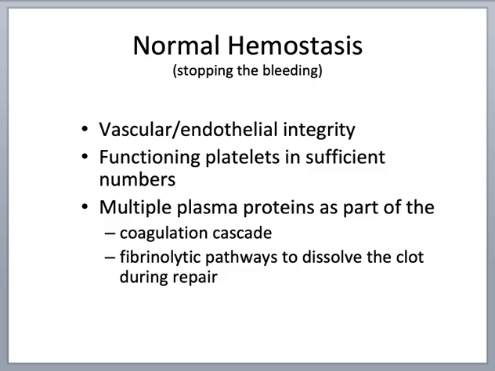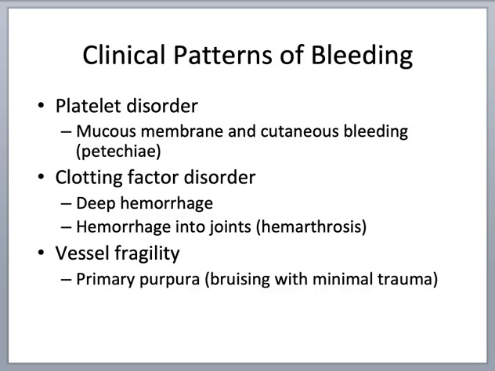You also need to be able to dissolve the clot during the reparative phase, and this is where fibrinolytic pathways are important. The different clinical patterns of bleeding give some insight into what might be the underlying hemostatic problem with the patient. In platelet disorders, you primarily see mucous membrane and cutaneous bleeding, which manifests as petechiae or purpura. This is sometimes collectively called mucocutaneous bleeding.